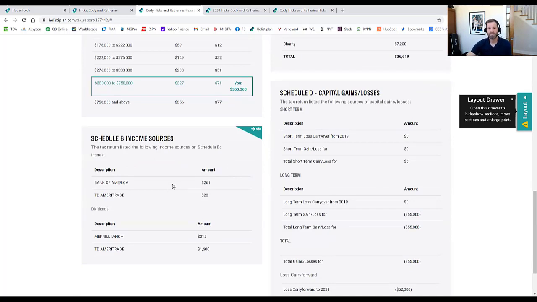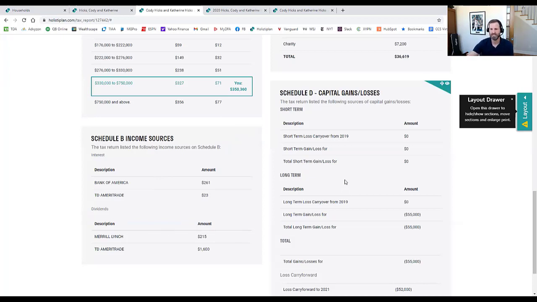One of the really nice things about Holistiplan, again, it's reading from the Schedule B. Schedule B is the one that talks about your dividends and your interest from all the different sources. This is a great opportunity to uncover an account you might not know about, right? So if you knew, hey, there's a TD Ameritrade account, of course I should see that. Oh wait, Merrill Lynch. I don't custody with Merrill Lynch. They've never told me about this. What's that about? That's an opportunity to have that conversation of, hey, I saw this on your tax return. Let's talk about that, to dig a little bit deeper.